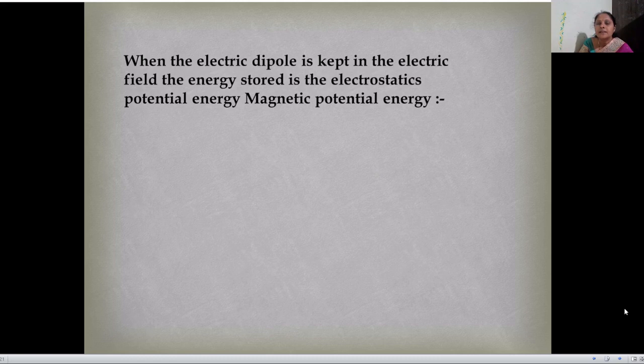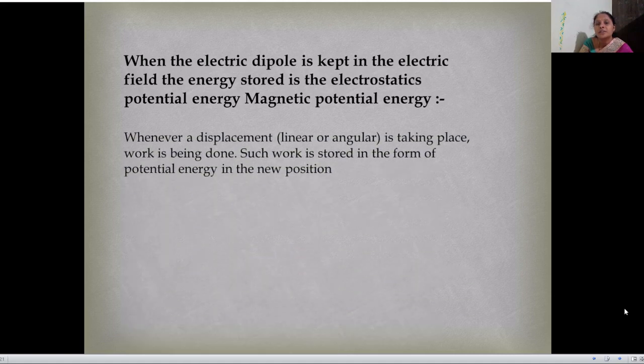When the dipole is kept in the field, energy gets stored, and this stored energy is known as potential energy, here the magnetic potential energy. In this point we also discuss the magnetic potential energy. Whenever displacement takes place, work is being done, and such work is stored in the form of potential energy in the new position.